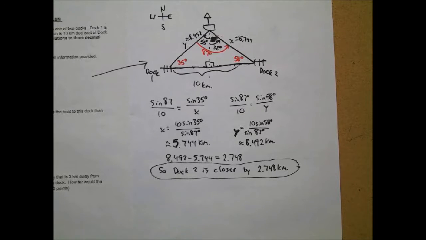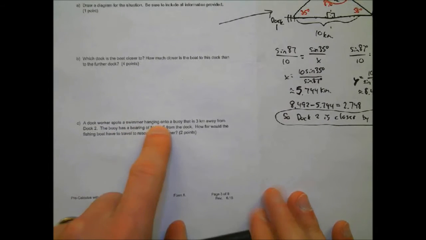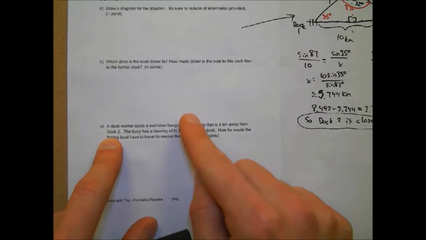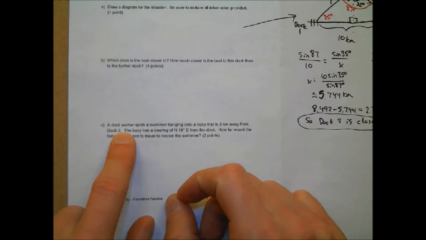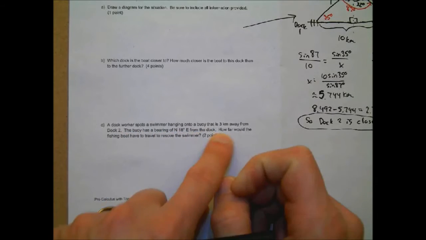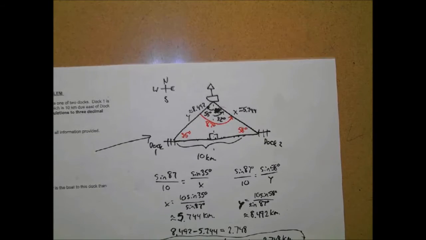Part C: a dock worker spots a swimmer in danger, hanging onto a buoy that is 3 kilometers away from dock 2. I don't know, if you're hanging onto a buoy, anyway. The buoy has a bearing north 18 degrees east from the dock. How far would the fishing boat have to travel to rescue the swimmer? So, I hope I can add this onto my picture here. I think I have enough space to do this.